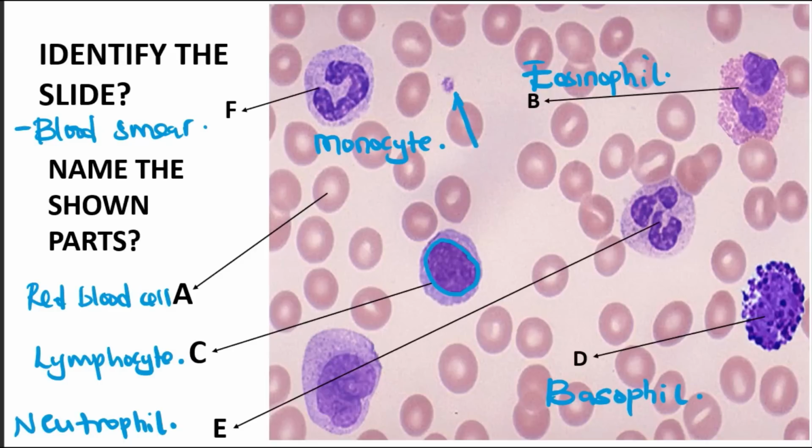This part here is a platelet. This part here is a megakaryocyte. These are all the components of the blood smear. Everyone is supposed to know the components of the blood smear because it is very important. It's imperative that you know this because it will definitely come in your test on Sunday.